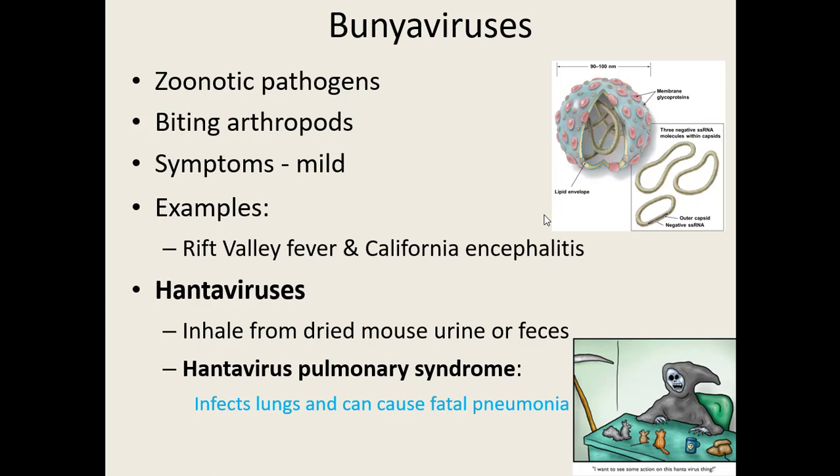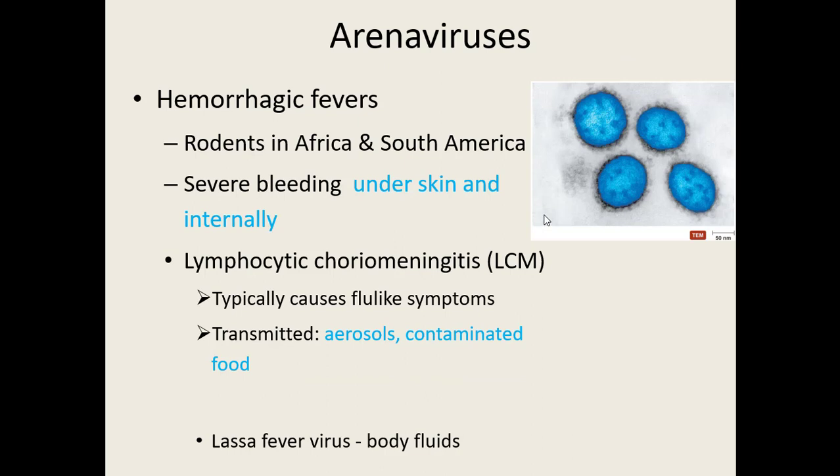The Arenavirus group are ones that can cause hemorrhagic fevers. They're spread by rodents in Africa and South America, and they can cause severe bleeding underneath the skin. So that's the hemorrhagic fever. So it's internal bleeding as well as a fever.